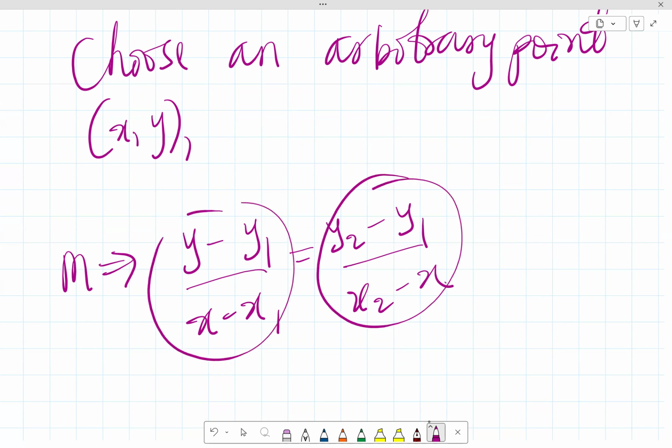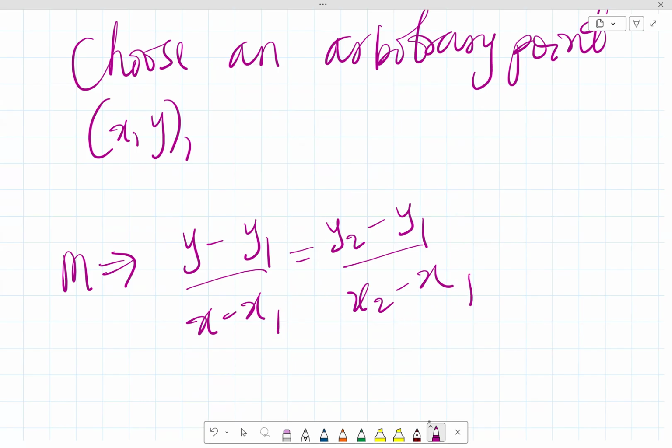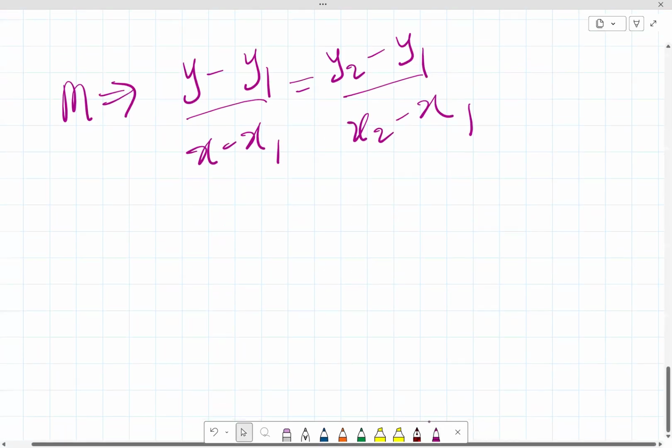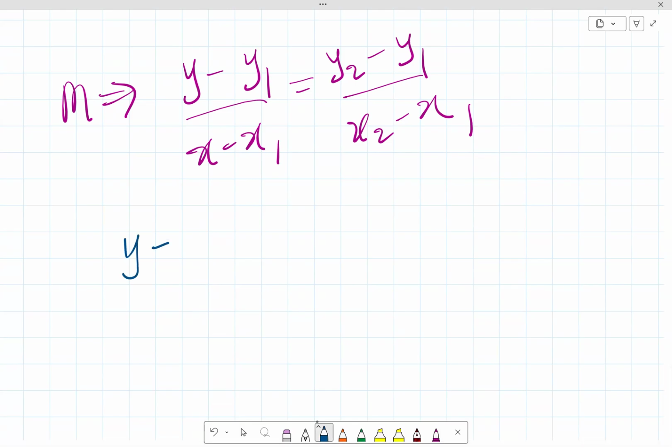Because of that, if you equate the two together, you are correct because they are both slopes. So based on this, we can go ahead and say the arbitrary y minus y1 over the arbitrary x minus x1. Sorry, y1 should be 2, because x1 is 1. So 1 comma 2, that's x1, y1.